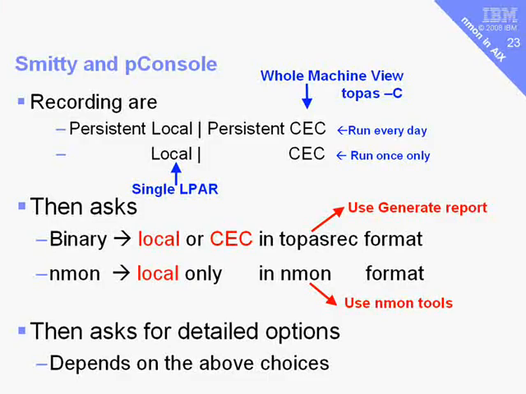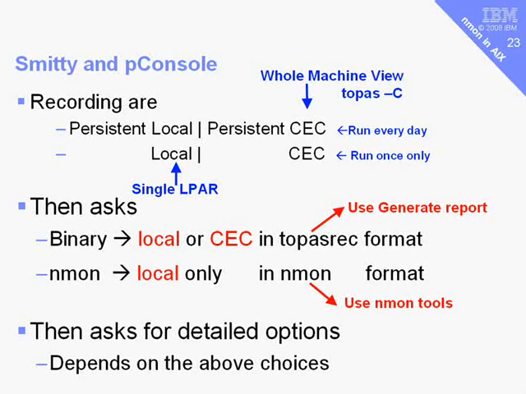So if you don't go for the CEC view, because that's a topas only command, if you go for the local view, and you can either make it persistent or just do a one-off, it will then ask you, do you want binary files or nmon files? Now, the binary file is what has been available for quite a long time now, and it's in topas recording format.